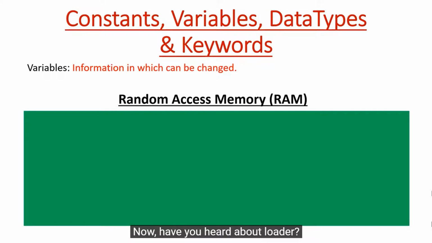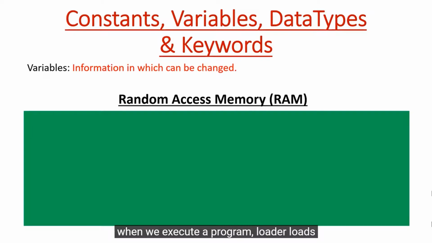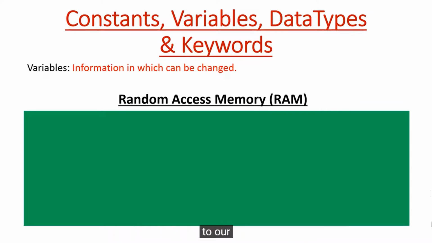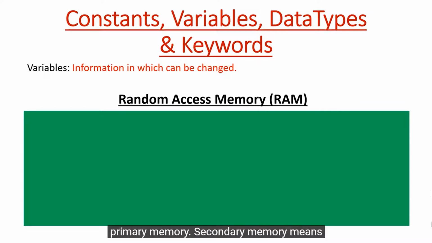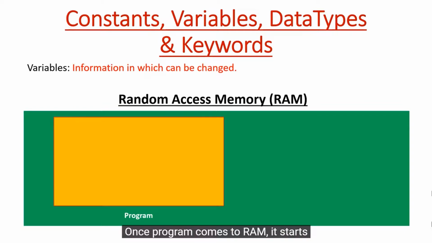Now, have you heard about loader? Loader is actually a system software which is part of the operating system. The job of loader is, when we execute a program, loader loads that program from our secondary memory to our primary memory. Secondary memory means hard disk and primary memory means RAM. Loader loads our program from hard disk to RAM. Once program comes to RAM, it starts executing.